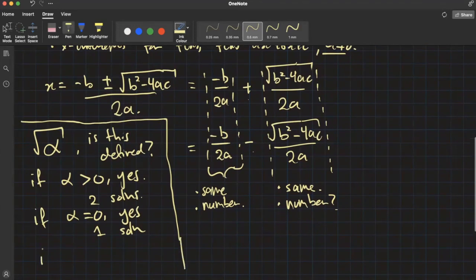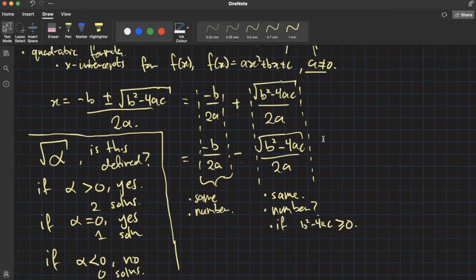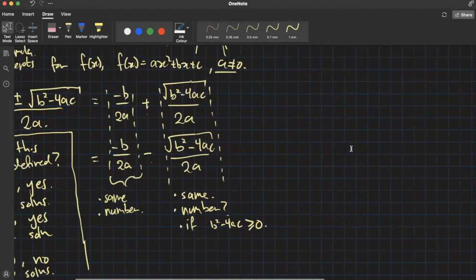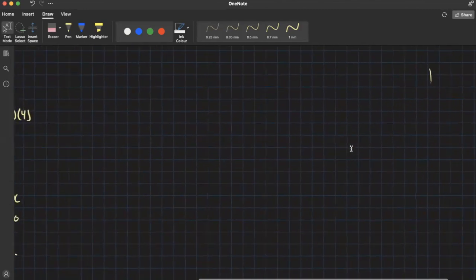And finally, if alpha is less than 0, well, no, we can't evaluate this. This is not defined because we can't take the square root of a negative number when we're talking about the real numbers. So in this case, there's 0 solutions to this expression, the square root of alpha, where alpha is negative. Okay, so now let's take what we just talked about and apply it to the whole solutions of the quadratic formula. Okay, so let's bring it over here.